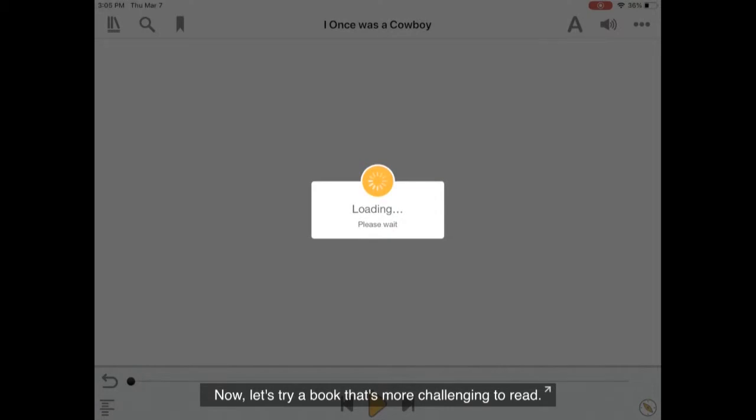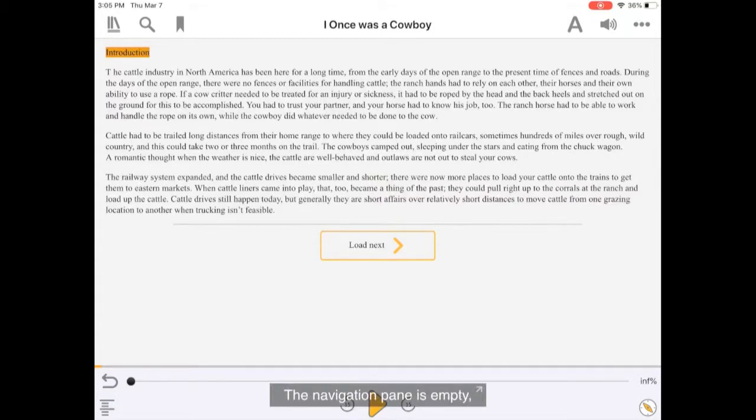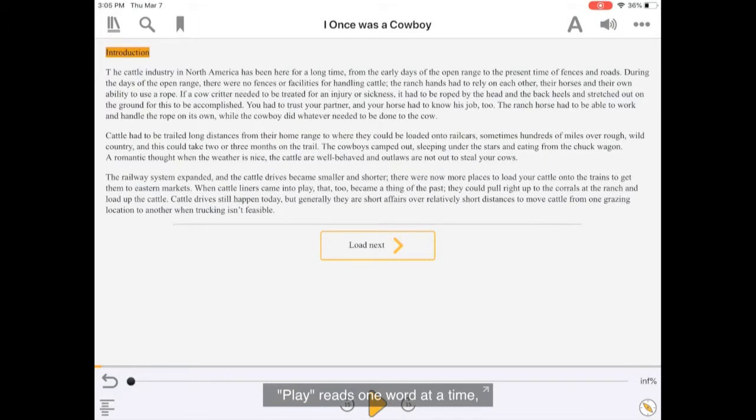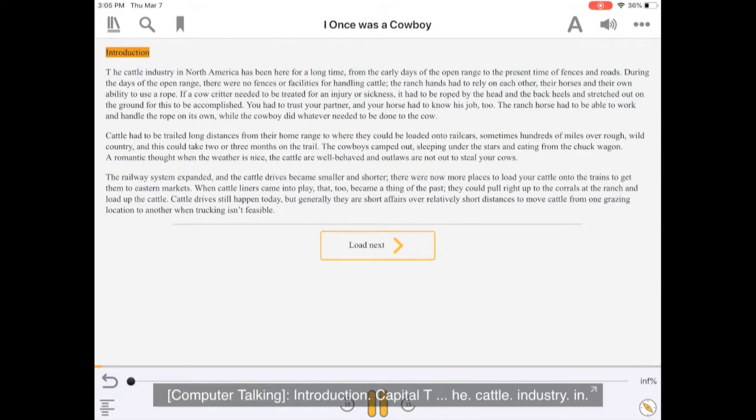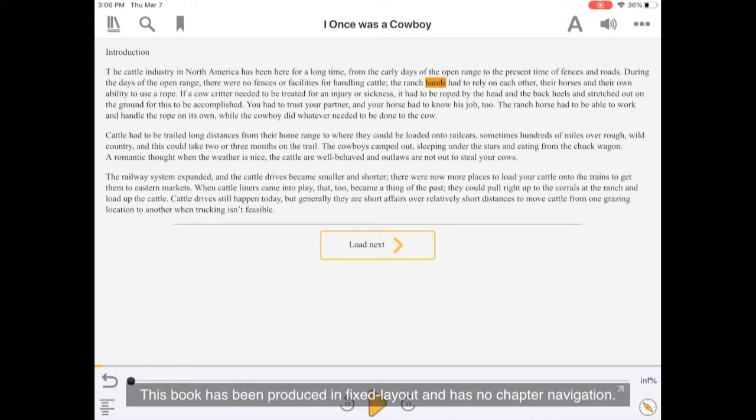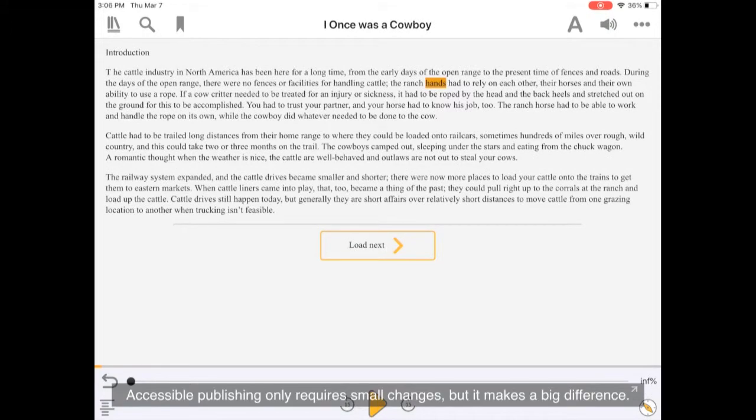Now, let's try a book that's more challenging to read. The navigation pane is empty. Play reads one word at a time. Introduction. Capital T. E. Cattle. Industry. In. And next only skips by 15 seconds. Ranch. Hands. This book has been produced in fixed layout and has no chapter navigation. Accessible publishing only requires small changes, but it makes a big difference.